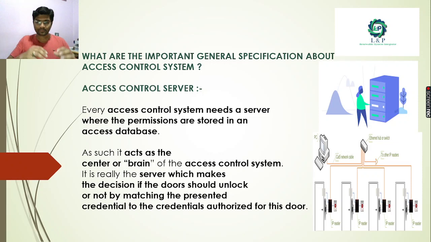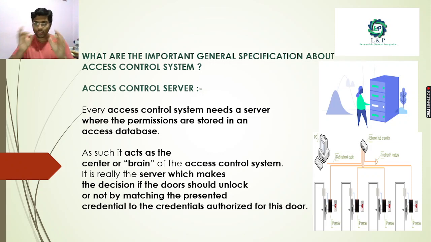Next, we have so many field devices, and we have a control panel. If you have multiple control panels, we need to connect them to a server. What is a server? An access control system needs a server where the permissions are stored. For accessing databases, we need a server. So what is the purpose of this server? It will act as a center or a brain for this access control system.